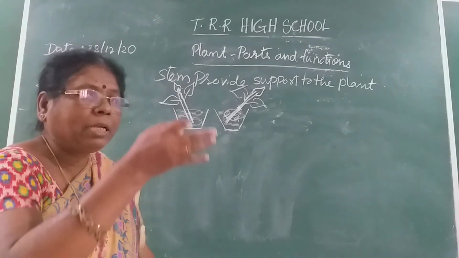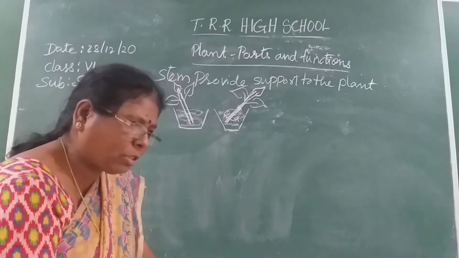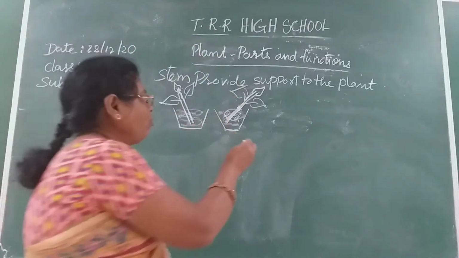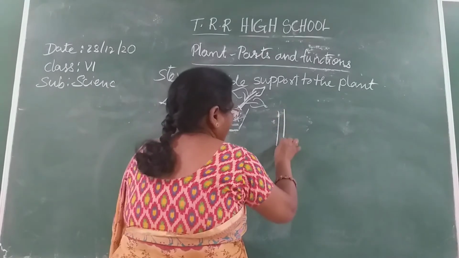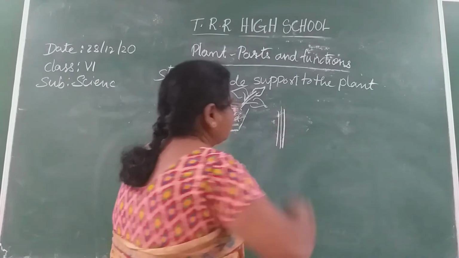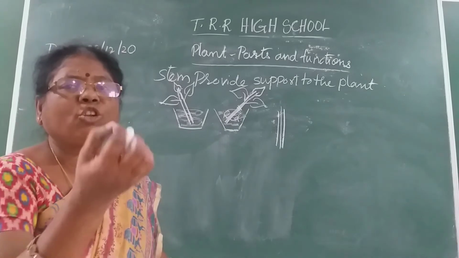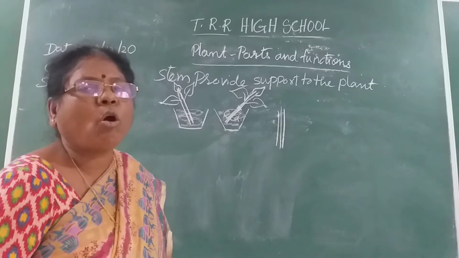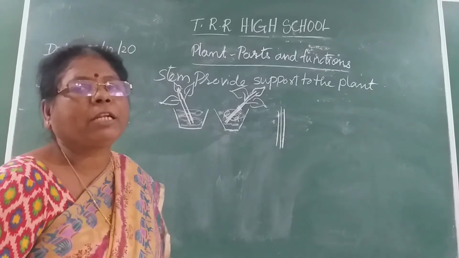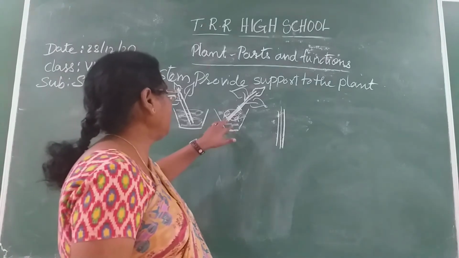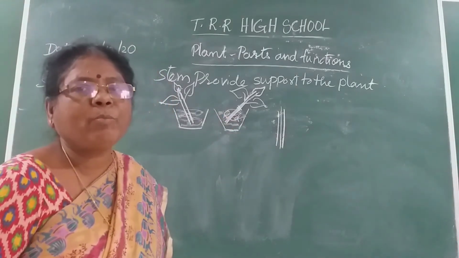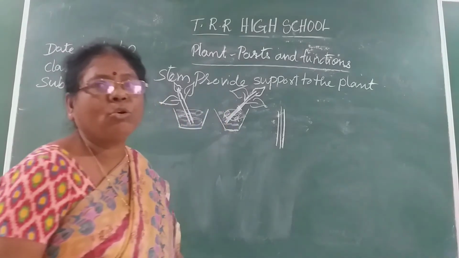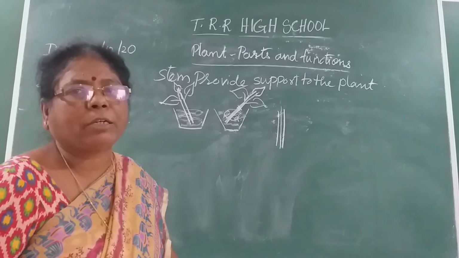And in the same way, take the stem and cut it vertically in 2 halves, like this. You will see the red tube-like structures which supply the water and minerals to all the parts of the plant body. So, what you understand by this is the stem collects the water and minerals from the roots and supplies them to different parts of the plant body.